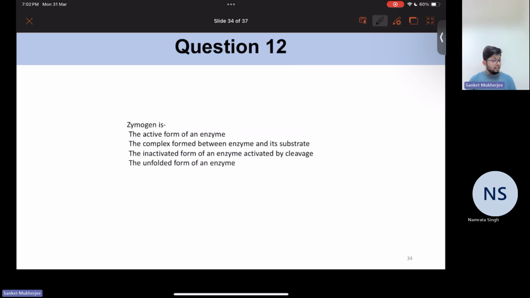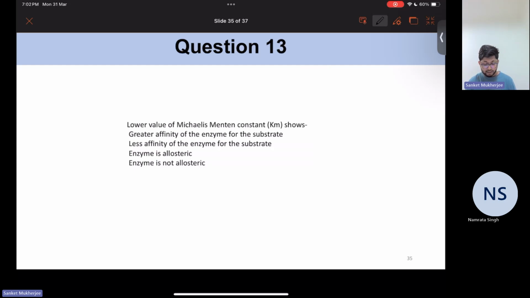Zymogen is the active form of enzyme, a complex form between enzyme and substrate, an inactivated form of enzyme activated by cleavage, or an unfolded form of enzyme. Zymogen is an inactivated form of enzyme which is activated by cleavage.